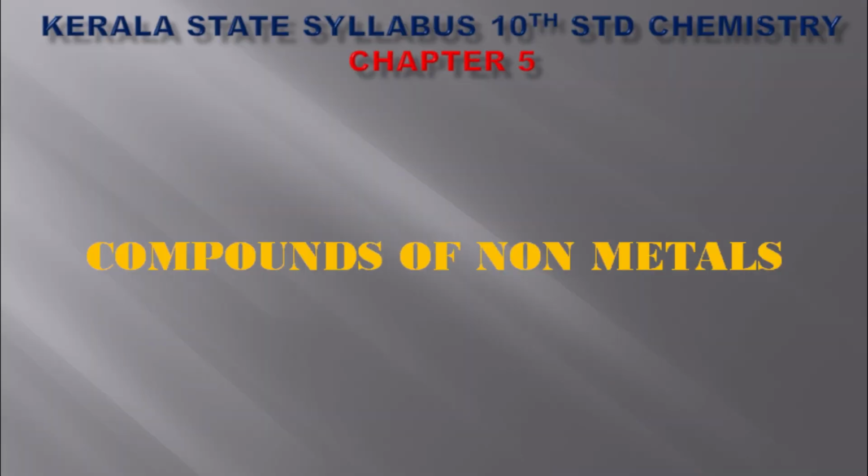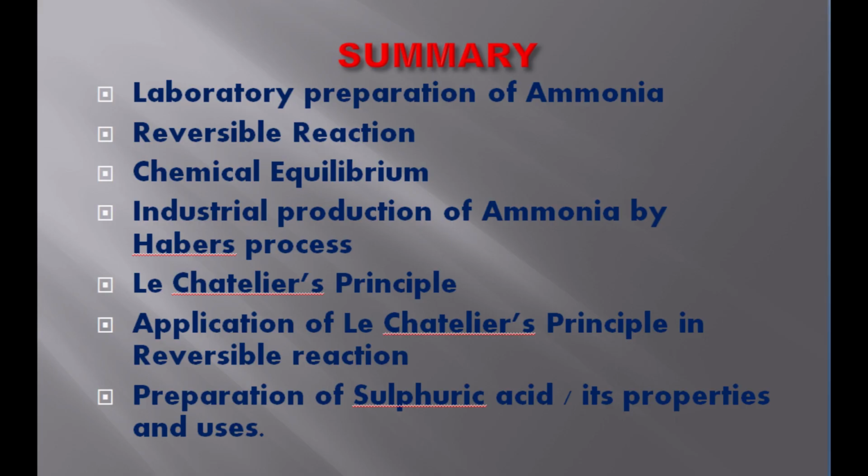Dear students, in this video, let us study Kerala State Syllabus 10th Chemistry, Chapter 5, Compounds of Nonmetals. Brief summary of lesson: preparation of ammonia in lab, reversible reactions, chemical equilibrium, industrial production of ammonia by Haber's process, Le Chatelier's principle, application of Le Chatelier's principle in reversible reaction, preparation of sulfuric acid, its properties and uses.